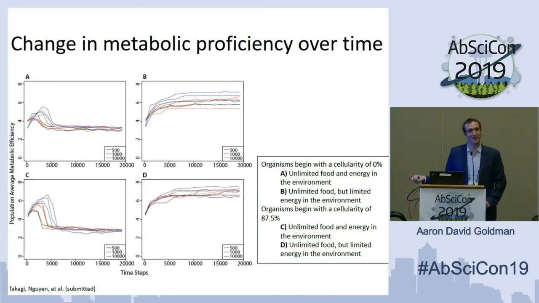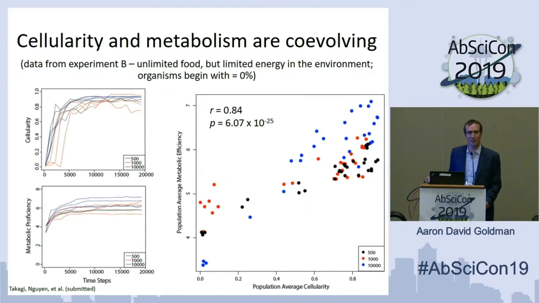When energy is limited in the environment, organisms have to process food metabolically, and so we see metabolic proficiency increase, but we also see cellularity increase across the population. And between these two extremes, we see that these two traits are linked. This is the experiment in which organisms started with 0% cellularity, and we gave them unlimited food, but we limited the amount of energy in the environment. And as cellularity increased, so did metabolic proficiency.